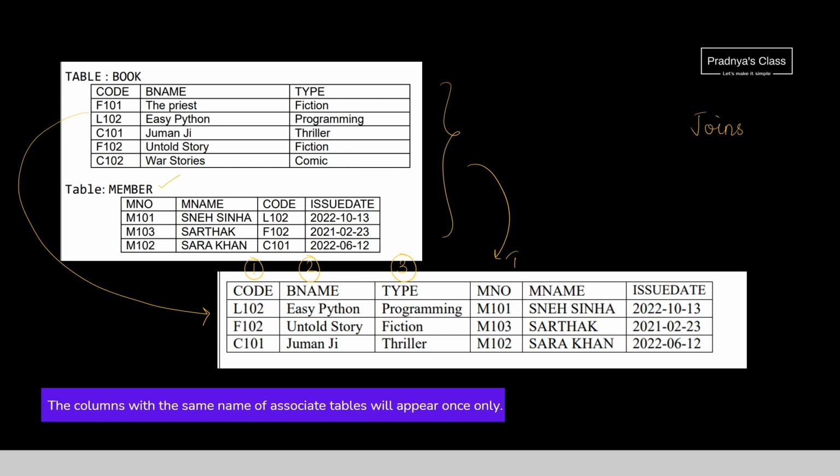The first column of the second table is getting printed. Even the second column is also getting printed. When we look at the next column, that is code, this column is present in the book table also. So in case of natural join, the columns with the same name in the associated tables will appear only once. You can see here the column code is already printed, that's why it will not get printed again. Then moving ahead, the next column, issue date, is getting printed. So that was natural join. In case of natural join, the repeated column will get displayed once.